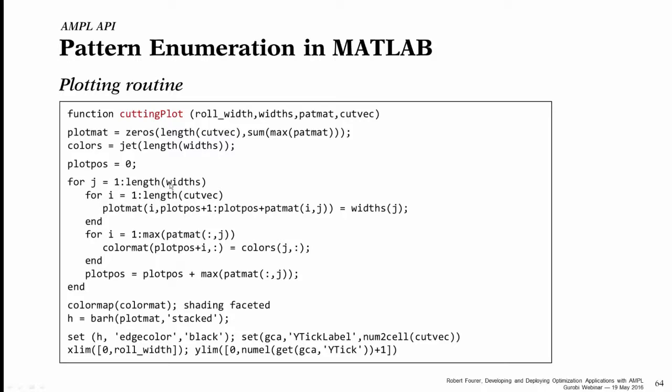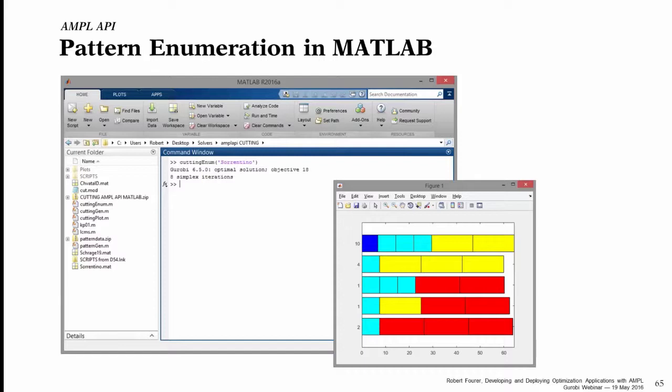And once I've set this up, I can now be in the MATLAB prototyping environment. I run this on a data file for the Sorrentino example. It runs Gurobi as a result, and it pops up the patterns. It says use 10 of this pattern, 4 of that one, each of those, and 2 of those. And each color represents a different one of the 4 widths in the problem.